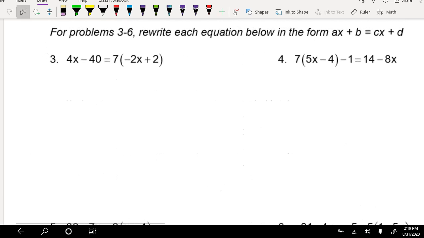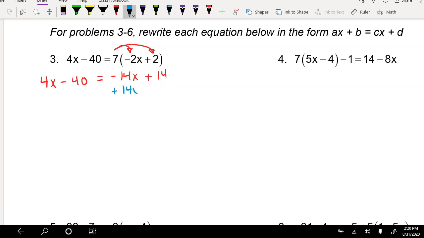On number 3, I see distributing, so I'm going to do that. 4x minus 40 has nothing to do on the first step. I'm going to rewrite it. I'm left with negative 14x minus 14. Plus 14, my apologies. Now I'm looking for like terms. So if I take a look, well, 4x minus 40 isn't. Negative 14x plus 14 isn't. I don't have any like terms. But I do have variables on both sides, so I need to get those together.